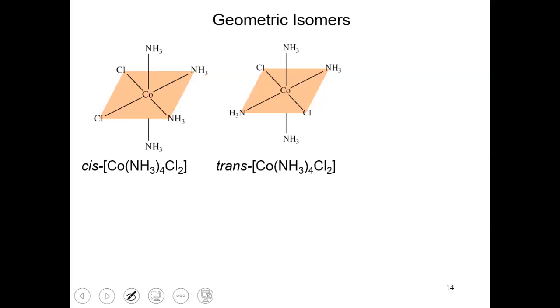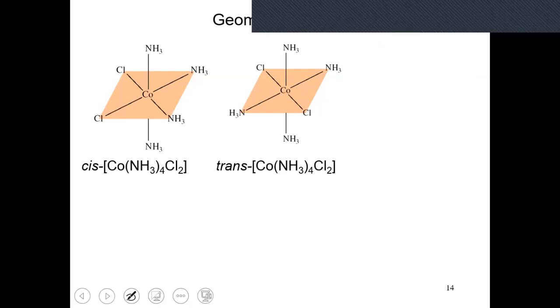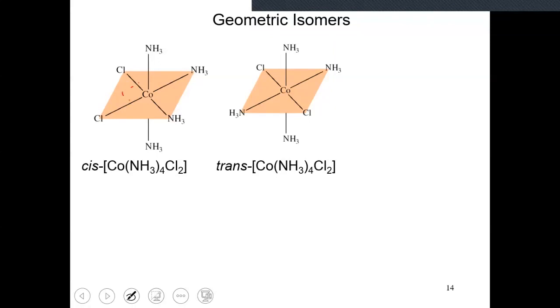beige colored parallelogram, they are meant to be seen as if we're looking at them from our own angle, and the ones in the bottom, the Cl and NH3, are pointing towards us, and the other two are pointing away from us. Again, notice the difference between them. If we look specifically at just the chlorides, we can see the 90-degree angle between them in this structure here, whereas in this one, we have a 180-degree angle.